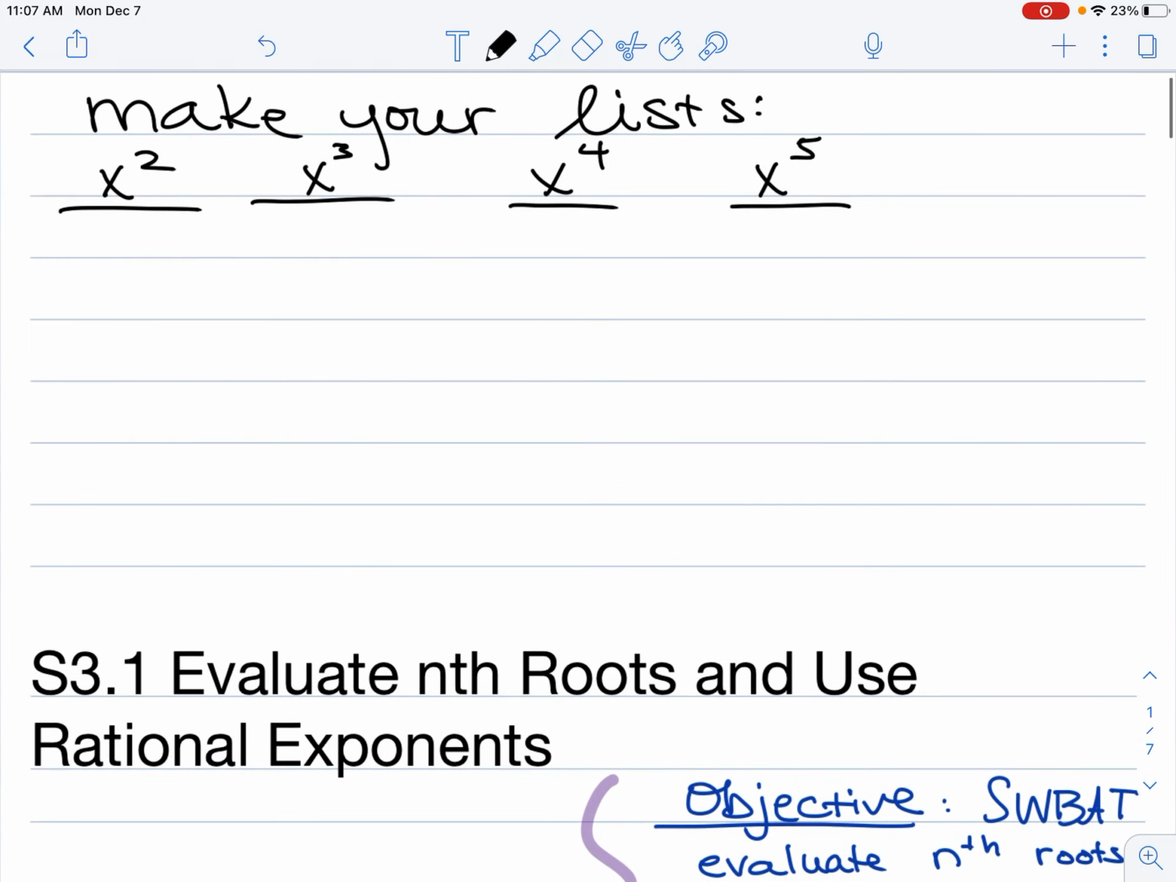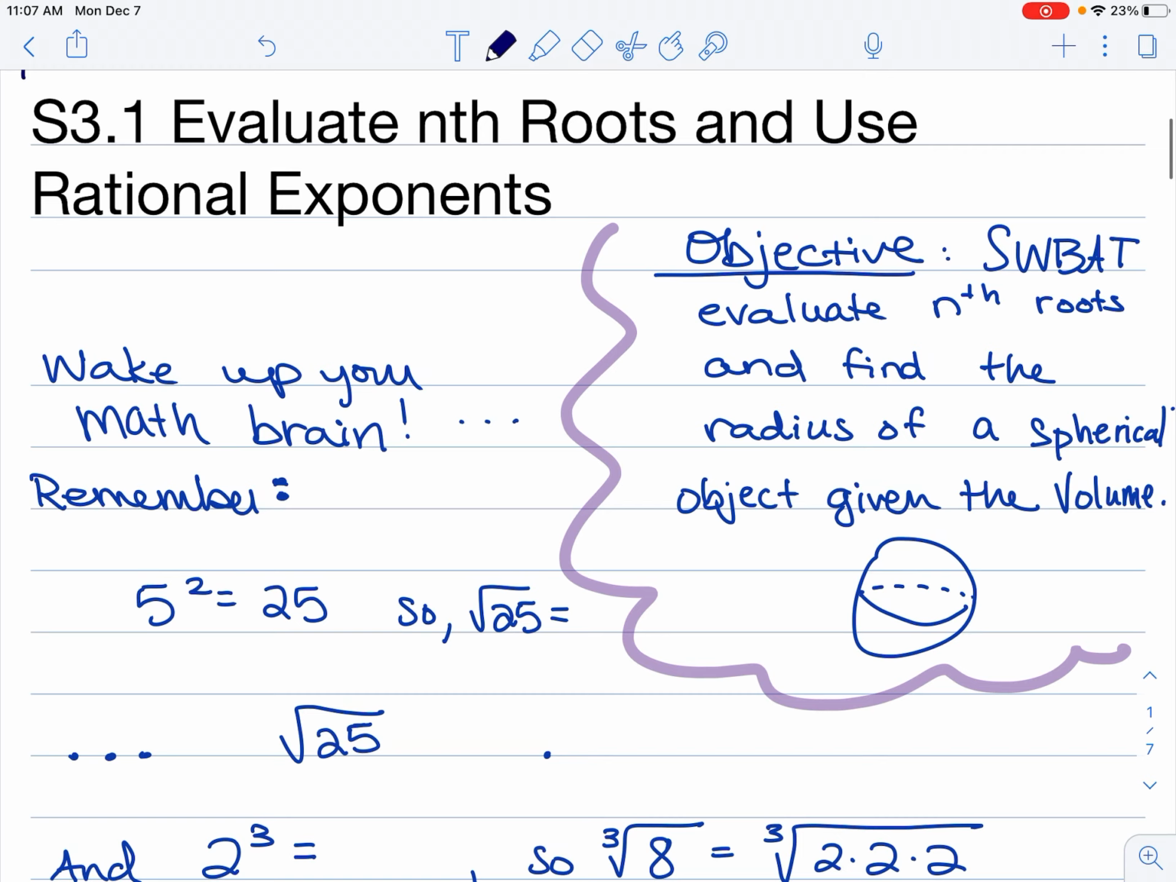We're going to come back. I want you to do your own list, but I want you to start off your lists and just list off what numbers are when they're squared, cubed, to the 4th power, and to the 5th power. So go ahead and make your list here. You don't have to go all the way up to 12 or anything, but remember 1 squared is 1, 2 squared is 4, 3 squared is 9, 4 squared is 16, 5 squared is 25, and so on. I want you to make those lists for every one of these so that those numbers are fresh in your mind, okay? So let's go ahead and start.